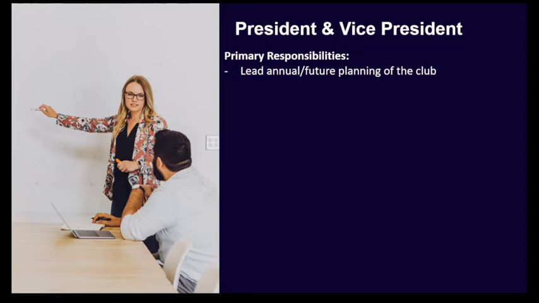Some of the key responsibilities that we identify with presidents and the vice president are leading annual and future planning of the club. So developing future-proofing policies and procedures, and then monitoring the progress as they're played out. One of these forms of future planning is strategic planning. These are obviously 3 to 5 year plans that help guide the decisions of the club and the committee going forward for the next 3 to 5 years.